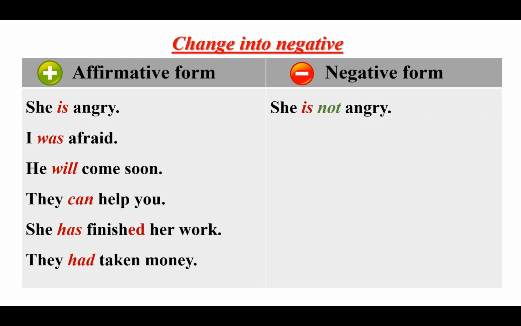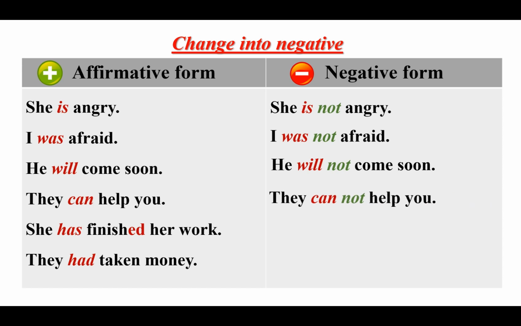Let us practice more examples. In affirmative form, she is angry. In negative form, she is not angry. In affirmative form, I was afraid. In negative form, I was not afraid. In affirmative form, he will come soon. In negative form, he will not come soon.